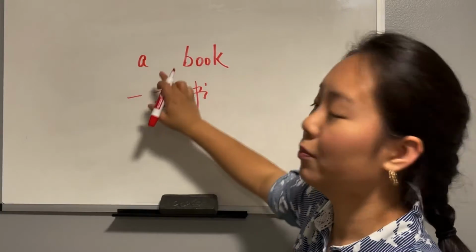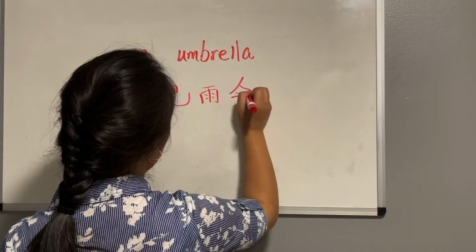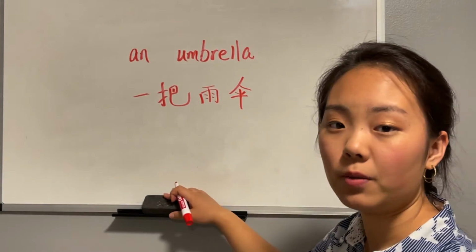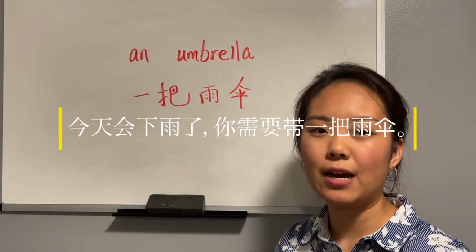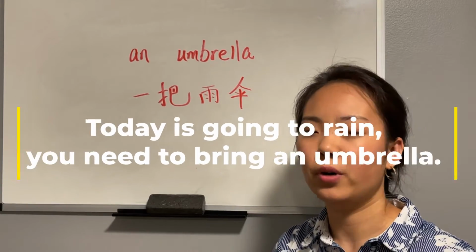一本. A book. 一本书. An umbrella. 一把雨伞. 今天会下雨了，你需要带一把雨伞. Today is going to rain. You need to bring an umbrella.